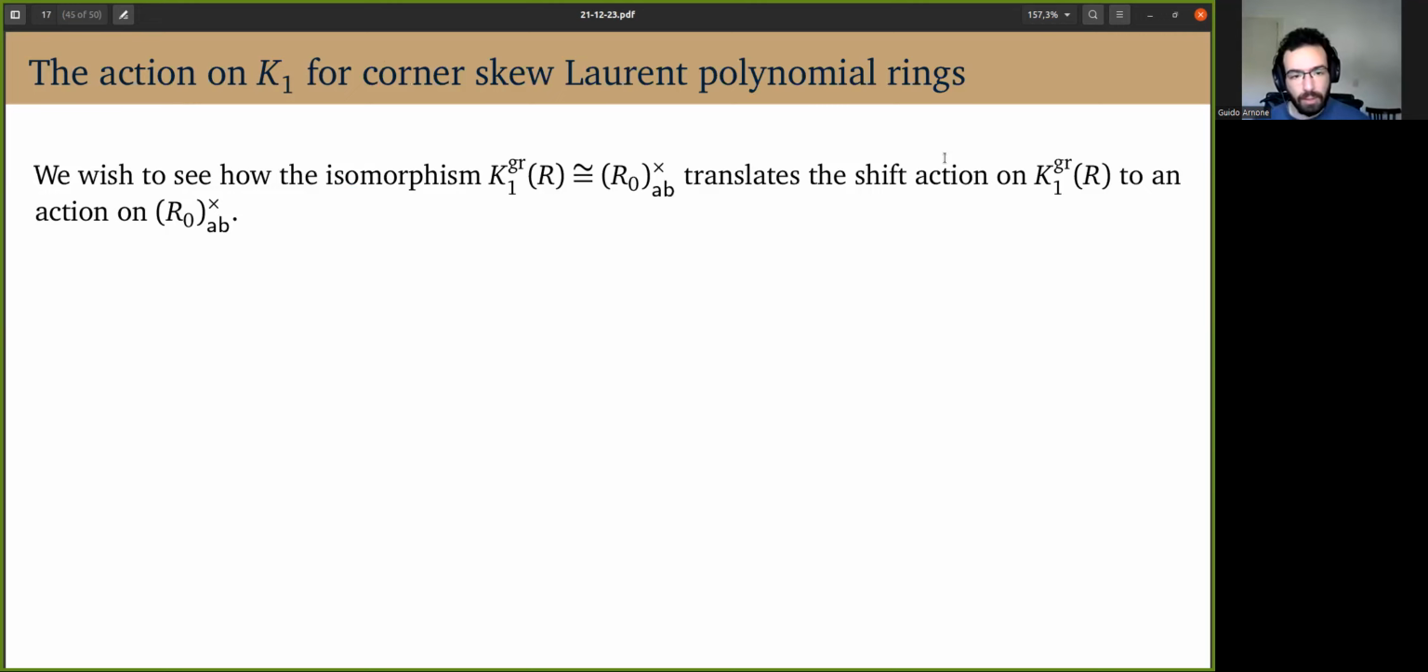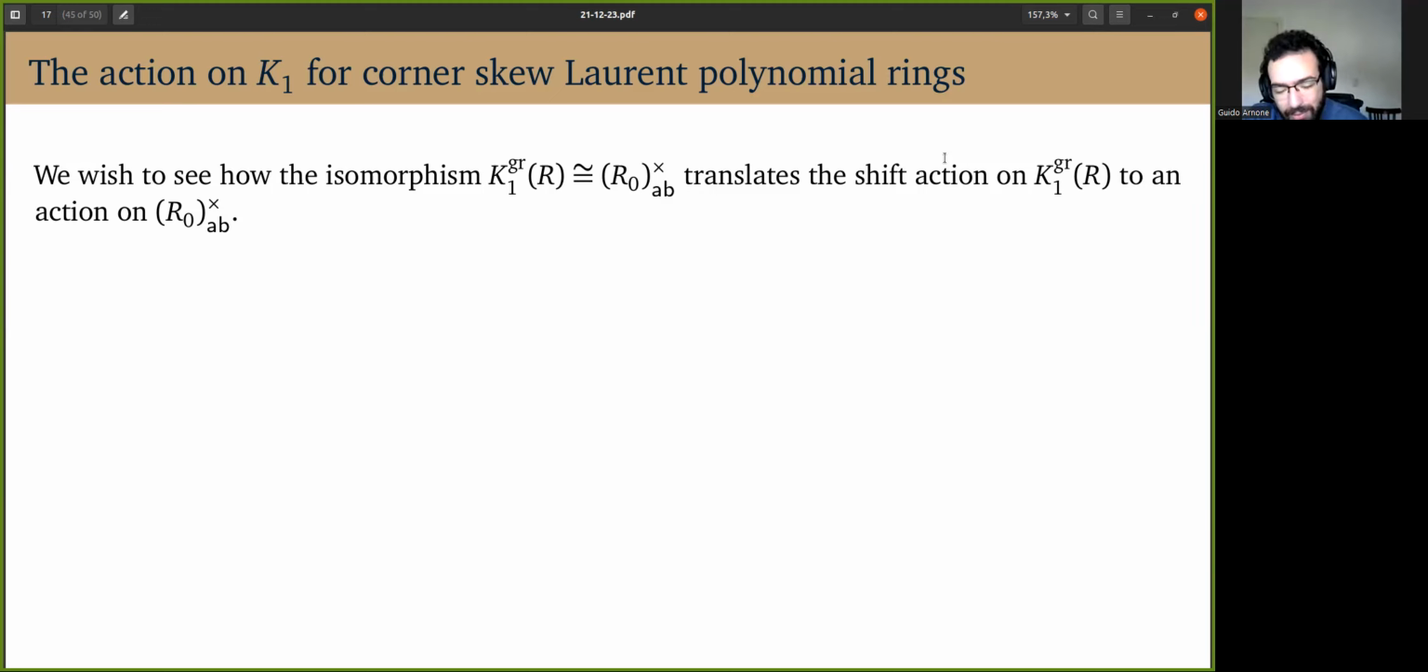So anyway, as I was saying, we have an isomorphism by this last lemma between graded K1 of a strongly graded ring with ultramatricial degree 0 component, with this graded K1 and the units of the degree 0 component, abelianized. And on the left-hand side, the action is shifting of modules. On the right-hand side, at least as of this slide, we don't know yet.